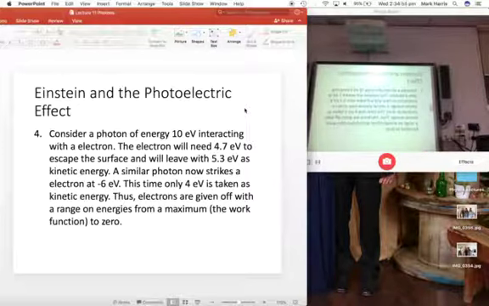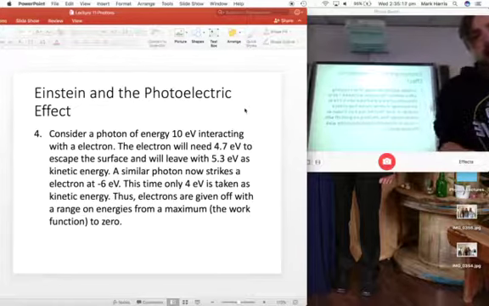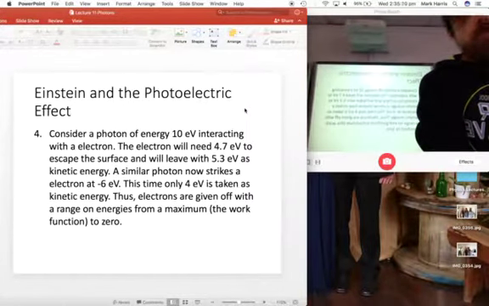What's the minimum? That one there, the one that's had 10, puts it exactly on the surface. If it's any less, it won't take it. If it's any less, then it would end up in the band gap, which is a no-no. So it goes between 0 and a maximum.